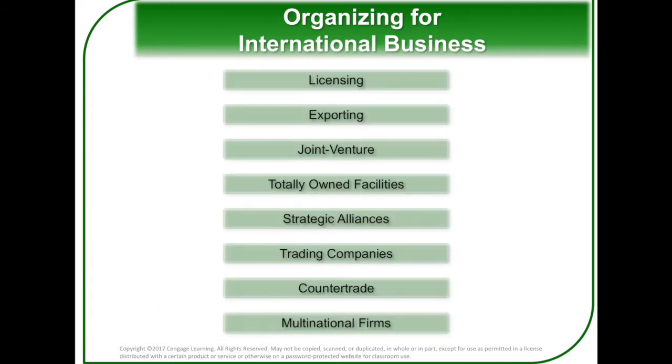Different ways to organize international businesses. There's about 7 ways, at least, to organize your business. You can get a license. There's exporting. You can do a joint venture, and we'll be talking about each of these methods.